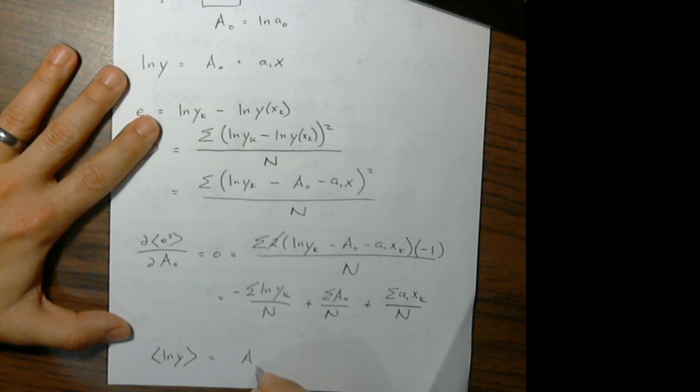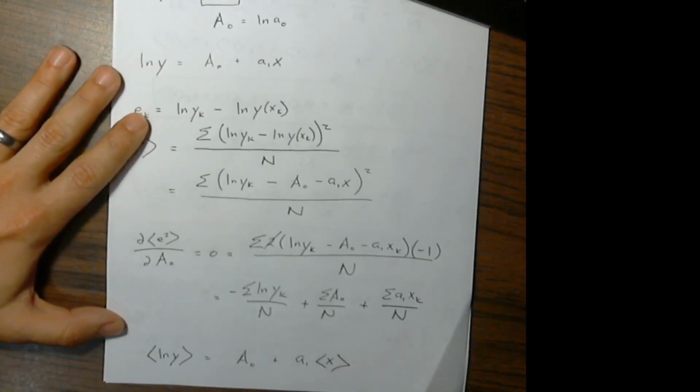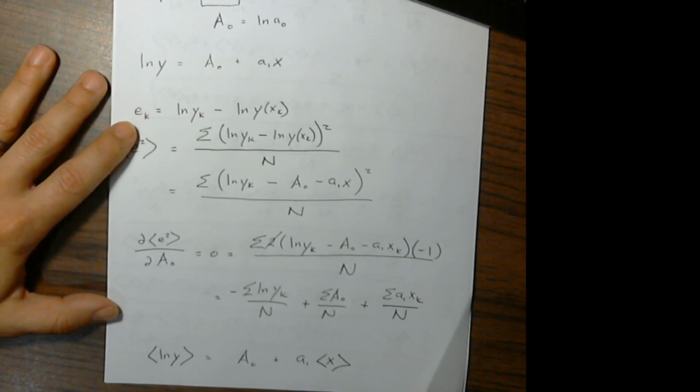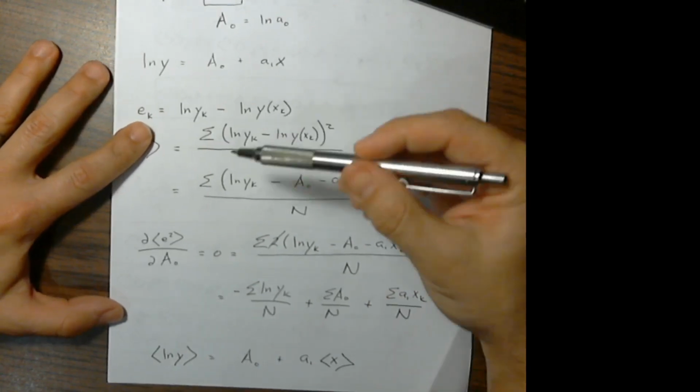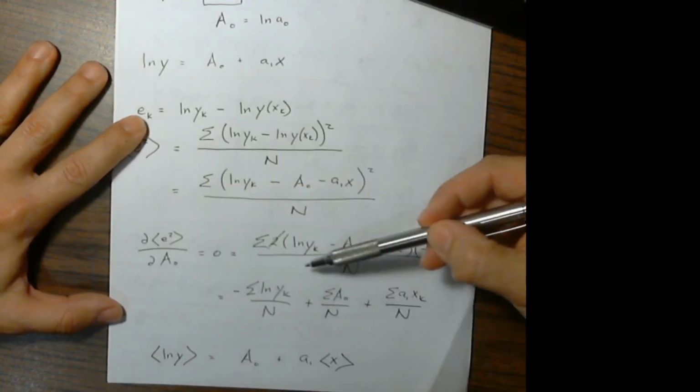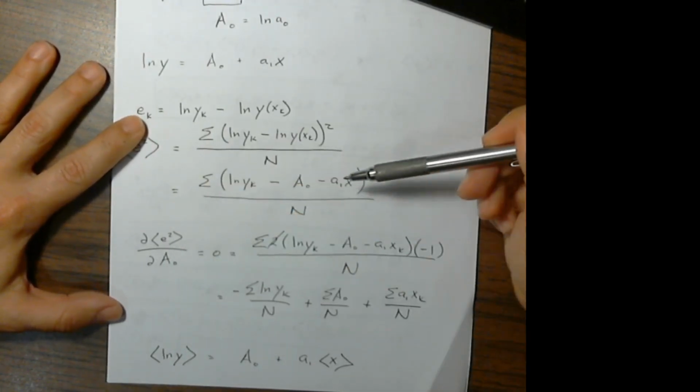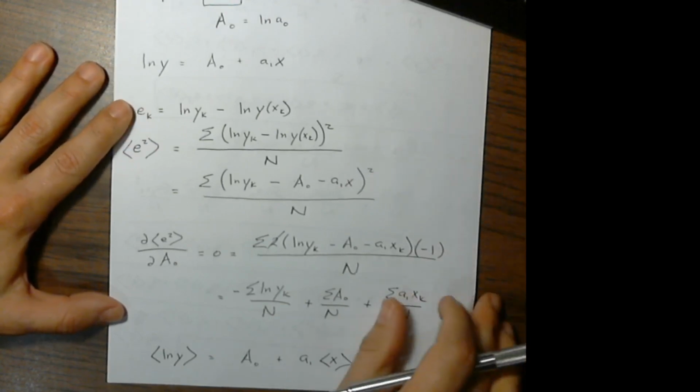Let's see. Yeah, so that equation should be respected when choosing values for A0 and A1. We still need one more equation. We obtain this equation by differentiating with respect to A0. Now let's do the same with respect to A1.